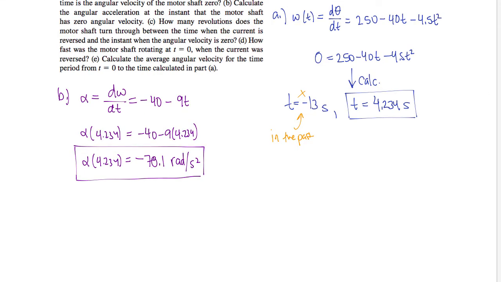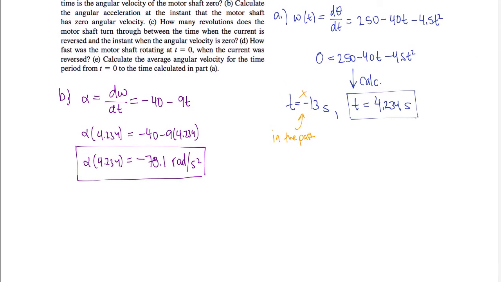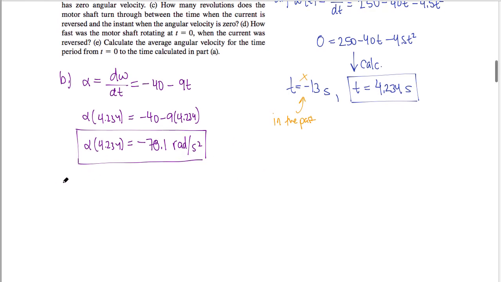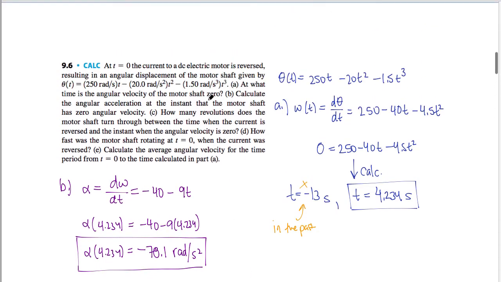For part C, we are asked how many revolutions the motor shaft turns through between the time when the current is reversed and the instant when the angular velocity is 0. So it's asking us for the delta theta. What angle has it turned through in revolutions between t equals 0 and t equals 4.234 seconds? My delta theta will just come from my theta function.